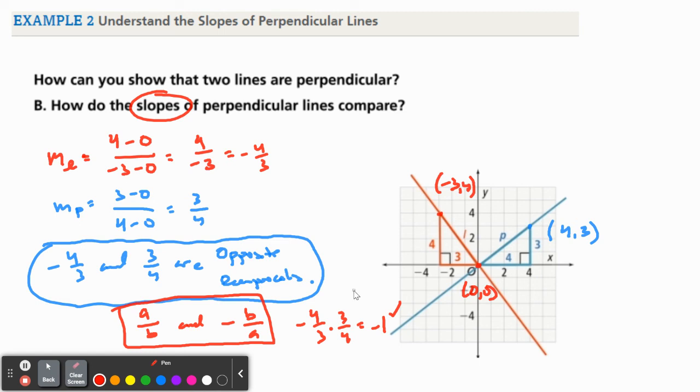All right, so we're going to stop there, and we're going to take a look at a problem involving perpendicular lines. All right, video 2 is coming up next.